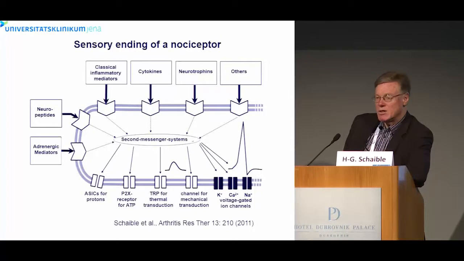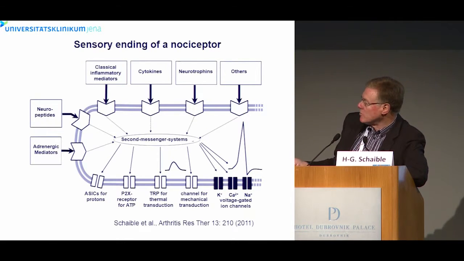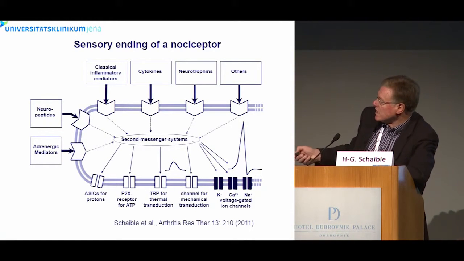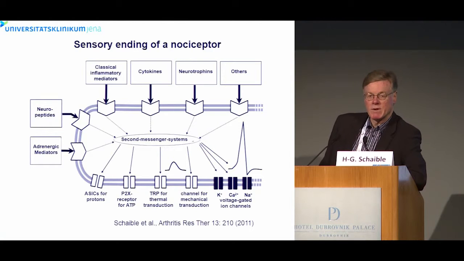Now, an interesting question, very important question also for therapy, is how is this sensitization produced? Now, this is one of the slides which I used to show these functional connections. You see here, as in the previous talk, several ion channels for different stimuli. And you see here the ion channels for the action potentials. I don't want to go into detail in that. And you see here a lot of receptors on these sensory endings for compounds. And really the question is, why do we have so many mediators which may activate or sensitize the nociceptors?